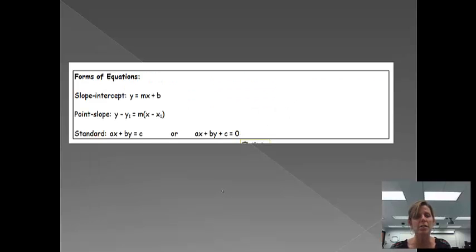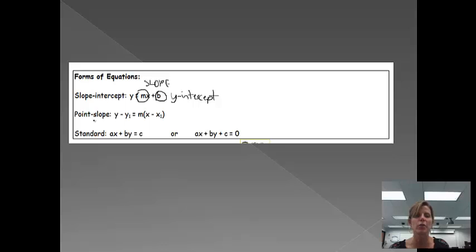All right, as we get dealing with slopes and lines, I just wanted to make sure that we remember the different forms that a line can be in. The first one is probably the most familiar to you. That's the slope-intercept form, y equals mx plus b. And if you'll recall, the m stands for the slope of the line, and that's always next to the x value. And then the b is always going to be our y-intercept, where the line crosses the y-axis.